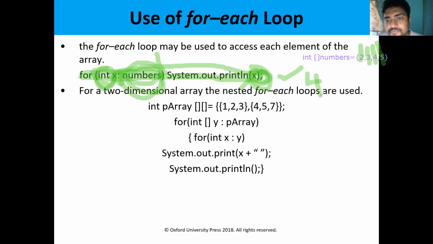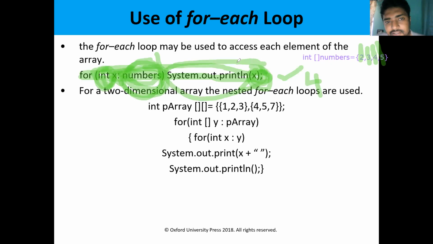4 times. See, here we are not giving the termination condition, increment or decrement. Nothing will be initialized here. We are just using the for each loop. We are declaring a variable, and then we are giving the array name and then the body. This is the body of the for loop.